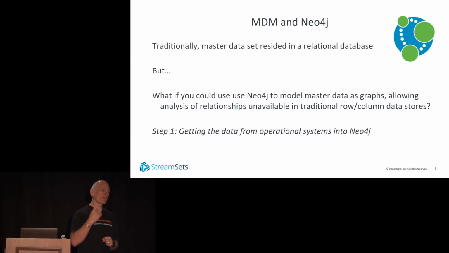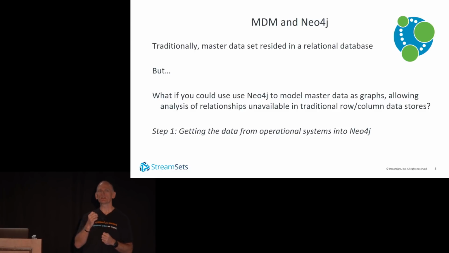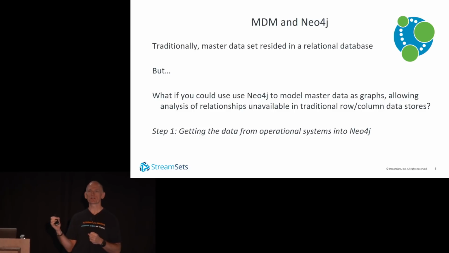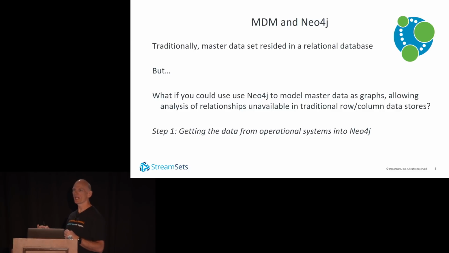But what if you could use Neo4j or another graph database, if there are other graph databases, I suppose there must be, to model this master data as graphs? So we can follow those relationships and perform analyses that are not possible, or at least very difficult and time-consuming, in traditional relational data stores. Now, often the biggest problem is just getting the data into Neo4j.